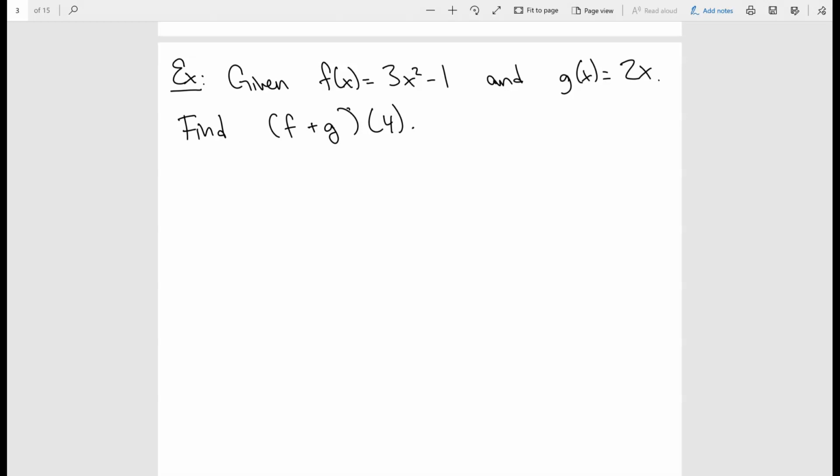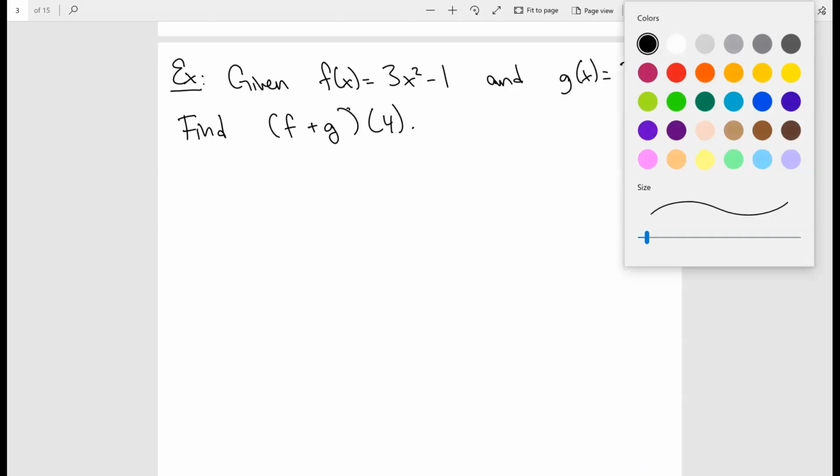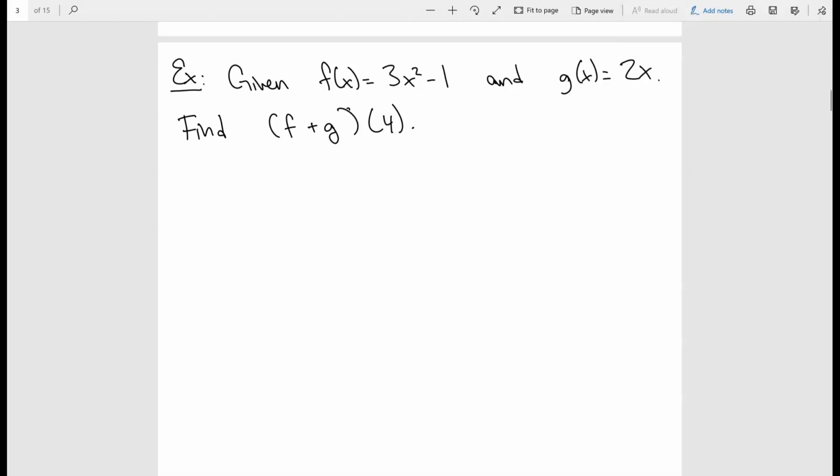I forgot to do one problem from the previous one, but that's okay. We can do it here. Given f of x equals 3x squared minus 1 and g of x equals 2x, find f plus g of 4. What f plus g of 4 really means is that you're taking f of 4 and adding it to g of 4.